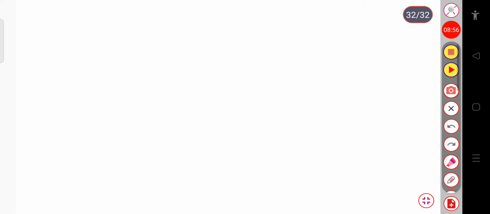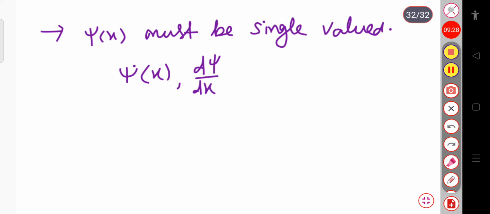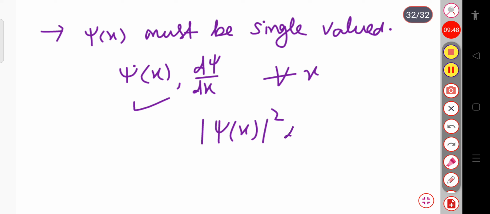Now the next point is that the function should be single valued. This psi of x must be a single valued function. Single valued means it will exist, and psi of x as well as d psi of x divided by dx must be single valued for all values of x in the region. That is, if I consider psi of x to be a multivalued function, then d psi by dx would be multivalued, or we can say that its modulus, mod psi of x whole square dx, would also be multivalued.